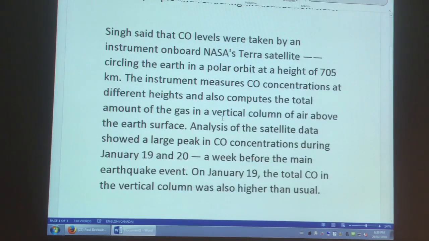Singh, one of the researchers in the paper reports written at the time, said that CO levels were measured by the Terra satellite. The CO concentrations were measured at different heights, and the total amount of the gas in a vertical column of air above the Earth's surface was measured. The satellite data showed a large peak in the CO concentrations on January 19th and 20th, 9 years ago, a week before the main earthquake event. On January 19th, the total CO in the vertical column was higher than usual. So let's go on.